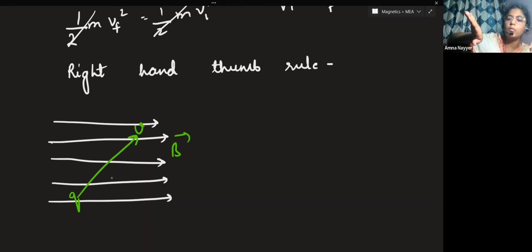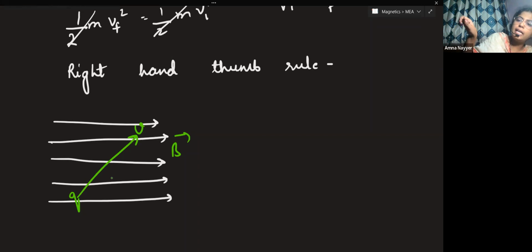Right now, also do along with me. This is your velocity, curling it towards the magnetic field. The magnetic field is on the right hand side. If I place my hand like this along the velocity, curling in this direction is not possible. I have to curl it in this direction, towards the magnetic field.